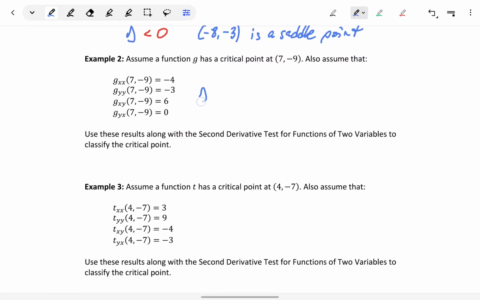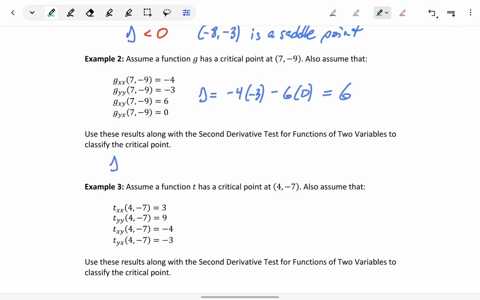In example 2, we do the same process, but now we have different values for our second derivative functions evaluated at this new critical point. We'll still take the result of each of those second derivative functions and take -4 times -3 and subtract 6 times 0 to get 6.